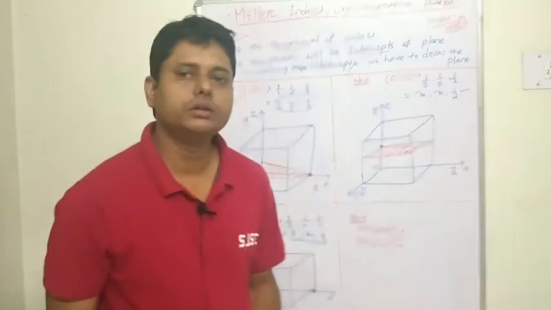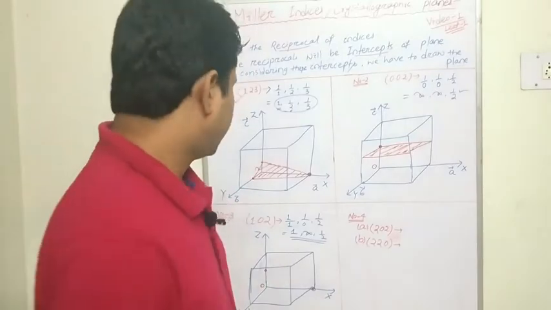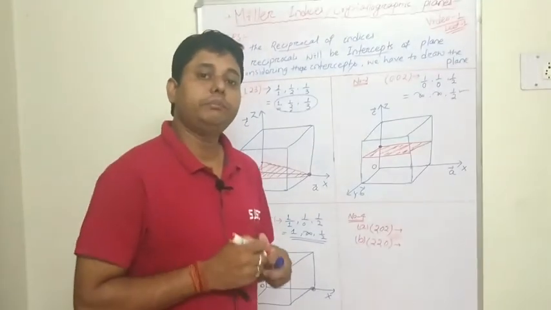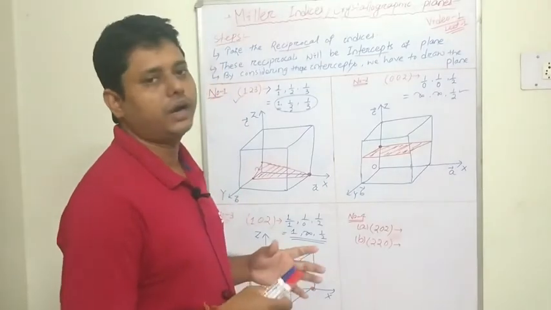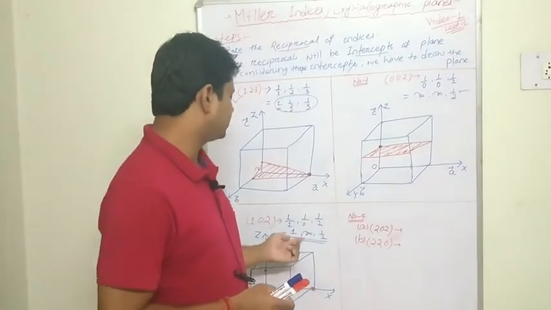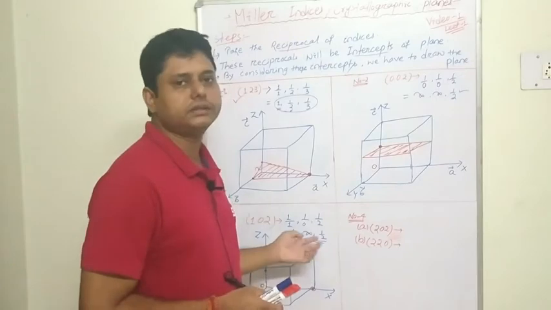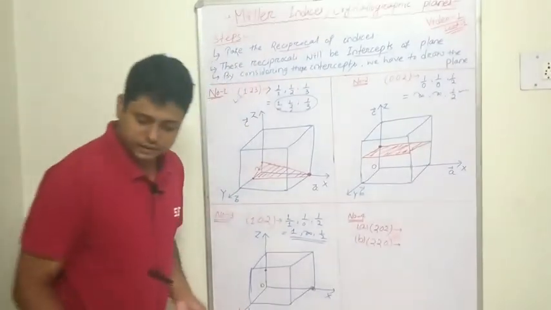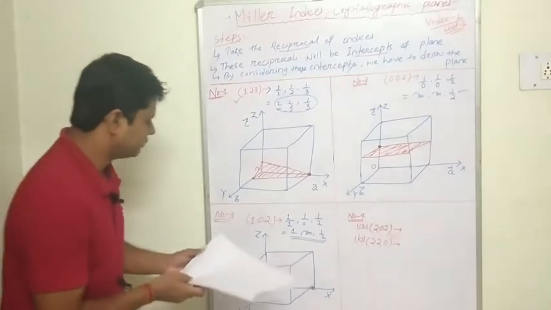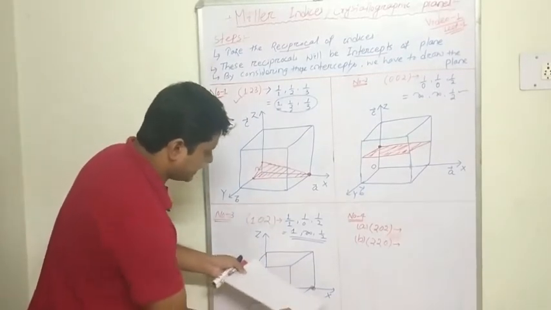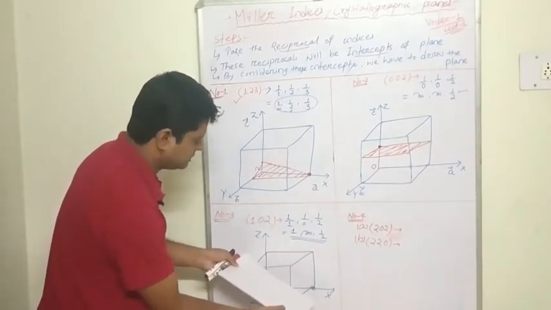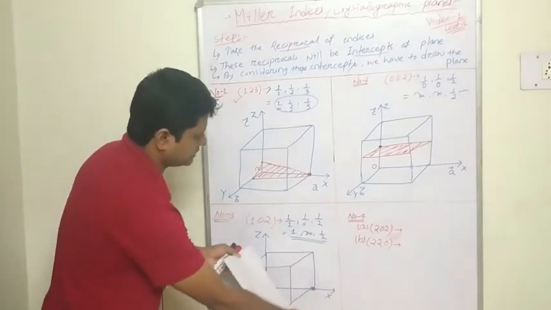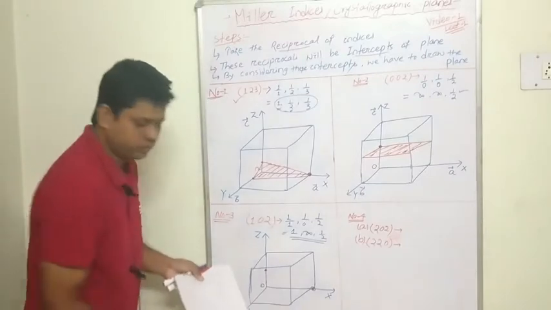So here we got two points, and using them we have to draw a plane which will be parallel to the y-axis, because the intercept for the y-axis is infinite. How do we draw it? See, if this is the plane and it is placed like this, then it will cut the z-axis at 1 by 2 and the x-axis at 1 and be parallel to the y-axis.